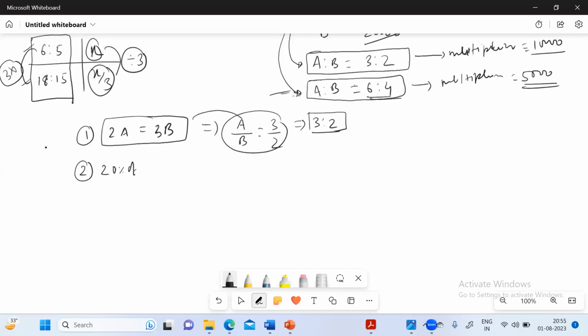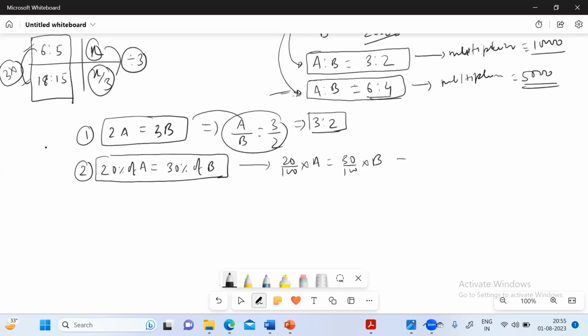If someone says that 20% of A is equal to 30% of B, this is also a way to represent ratio. So you might get this representation also. Here also we can easily say that 20 by 100 into A is equal to 30 by 100 into B. And then we again do it like A by B is equal to 3 by 2. So we got the ratio again, 3 is to 2.